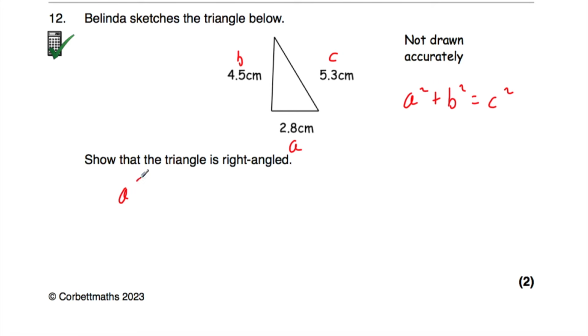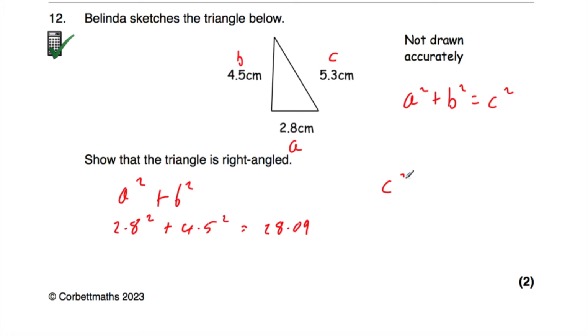So let's work out what a squared plus b squared is. a squared plus b squared is going to be 2.8 squared plus 4.5 squared. And let's see what we get. Whenever we do 2.8 squared plus 4.5 squared, that's equal to 28.09. So that means that a squared plus b squared is equal to 28.09.